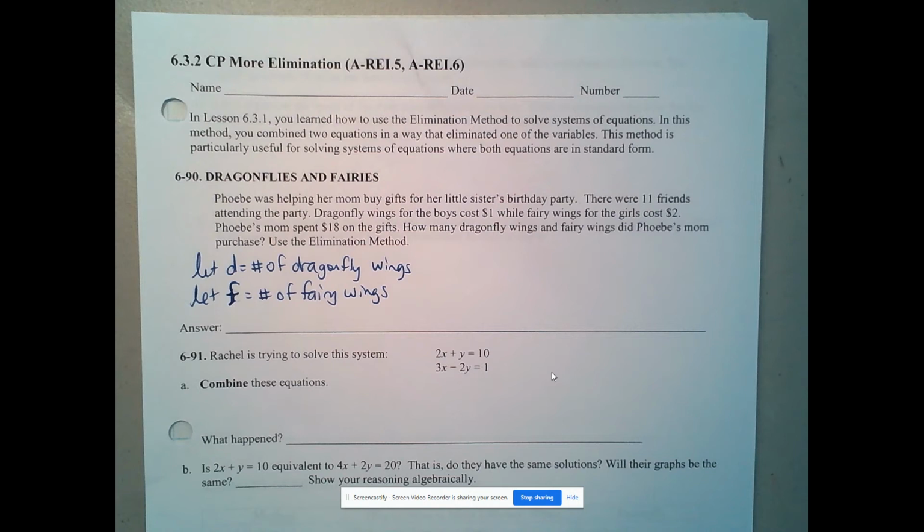Hey there, everyone. We are in the middle of chapter 6.3.2, more elimination. So we're talking about more ways that we can use the elimination method to solve especially word problems. In lesson 6.3.1, you learned how to use the elimination method to solve systems of equations. In this method, you combine two equations in a way that eliminates one of the variables. This method is particularly useful for solving systems of equations where both equations are in standard form.